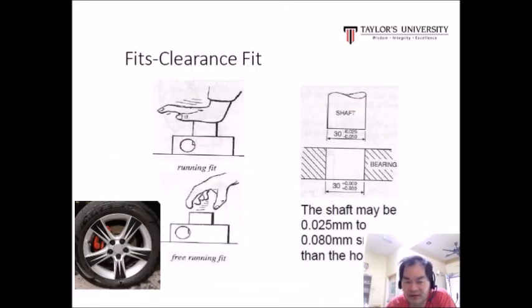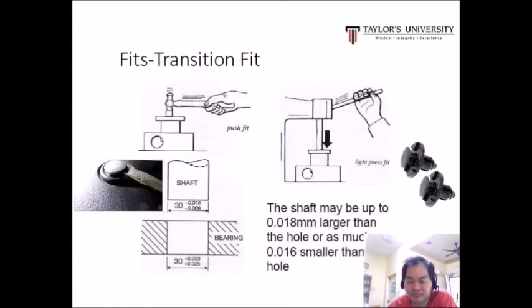So how do we fit the clearance fit? It's a free running fit. You don't need to do anything, just place the shaft in the hole and put it inside. How about transition fit? For transition fits, we use a push fit by hand. We need to apply a small amount of force to put the shaft inside the bearing, because the shaft is slightly bigger than the hole. The shaft may be up to 0.01 mm larger than the hole, or as much as 0.016 smaller than the hole. In this case, we can use a light press fit to fit the shaft inside the bearing.